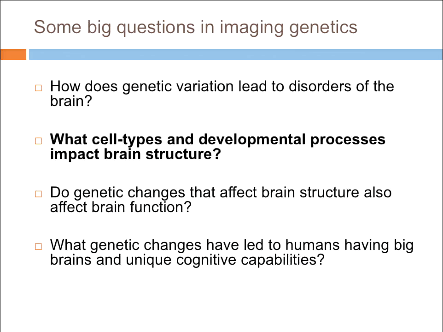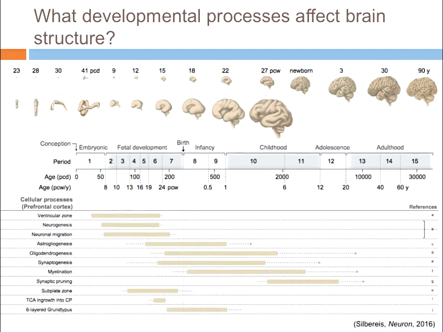Okay, so now let's talk about what cell types and developmental processes impact brain structure. So I'm going to focus on talking about genetic variants associated with intracranial volume, or the overall size of the head. With intracranial volume, it's mainly driven by cortical volume because the cortex is a really large part of the brain. And so here you can see the development of the entire human brain from 23 days post-conception all the way up to birth, here, newborn, all the way up to 90 years old.